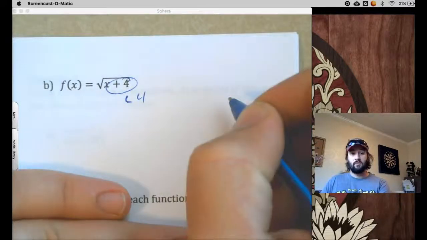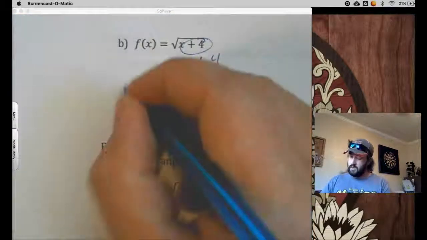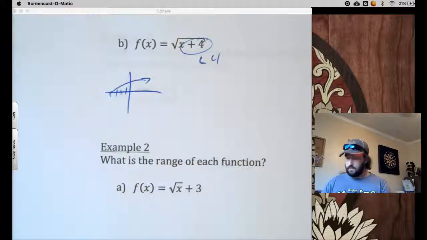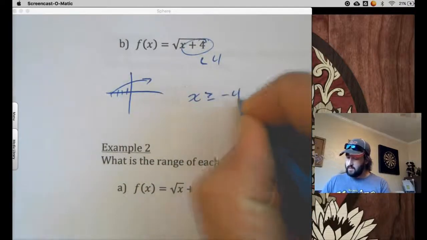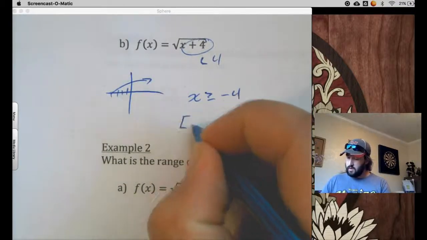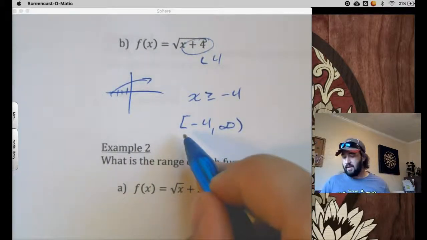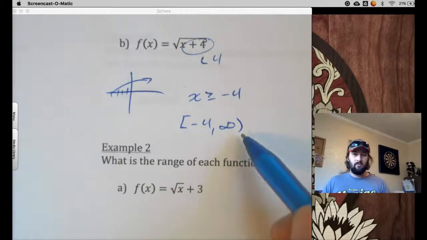So if it moves left 4 from this 0, 0, then I'm going to be at 1, 2, 3, 4, and I'm going to be opening in that direction. So x is greater than or equal to negative 4, or from negative 4 to infinity. And don't forget too that the brackets mean that it is included. That's actually hitting at that point. Infinity gets parentheses, never put brackets around it.